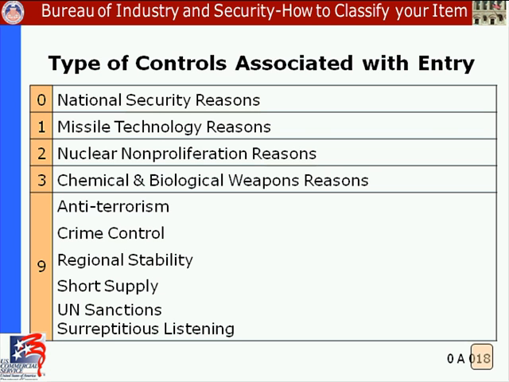All 0, 100, 200, 300 series items are controlled by international export control regimes. For example, 000 series are controlled by an international export control regime called Wassenaar. The Wassenaar export control regime is headquartered in Vienna, Austria.